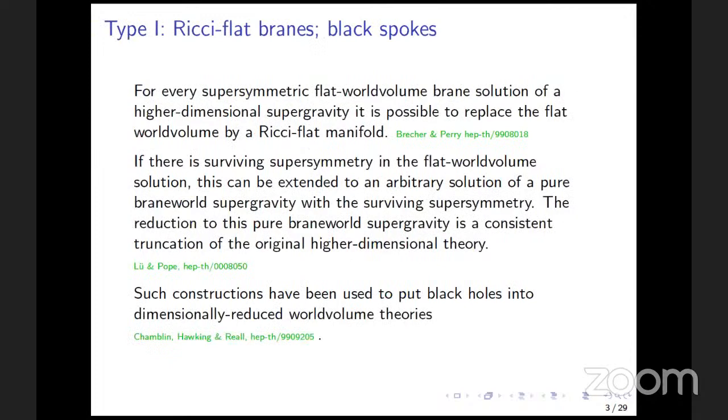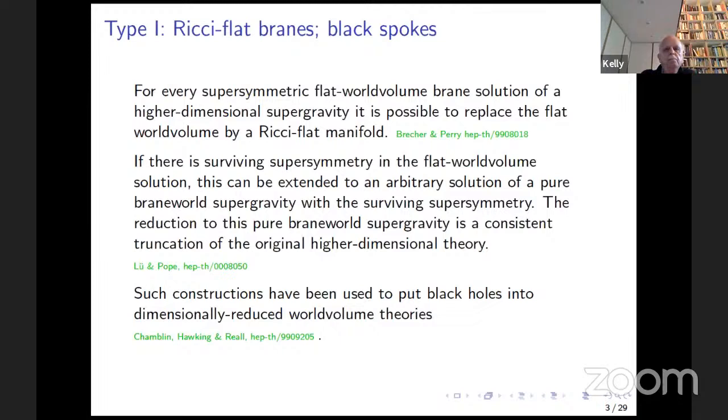From outside, the Ricci flat construction, as I've said, is obtained by simply replacing the flat world volume on a brane construction by a Ricci flat manifold, as found by Brecher and Perry. And moreover, this can be extended if there is a surviving supersymmetry in the flat world volume. This can be extended to an arbitrary solution of a supergravity, which has the surviving supersymmetry of the flat solution. And this reduction to a pure supergravity, brane world supergravity, is a consistent truncation of the original higher dimensional theory. So once you're in this lower dimensional supergravity, you can have any solution you want in there, and it can be lifted back into the higher dimension.